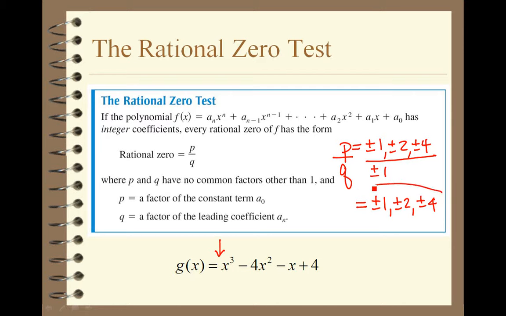So these are the possible rational, and let me put emphasis on possible, rational zeros of this g of x function here. Only the possible rational zeros. So this test says that among all of these rational zeros, something's going to work. We just have to test some of these possibilities to see which are the actual rational zeros.